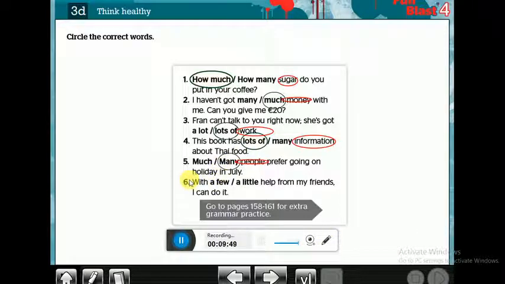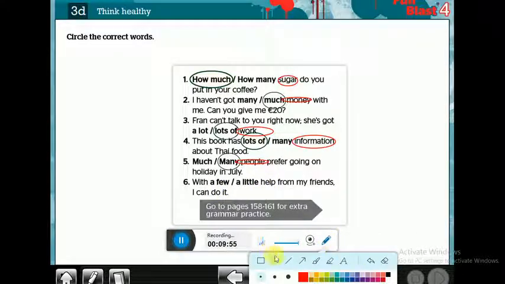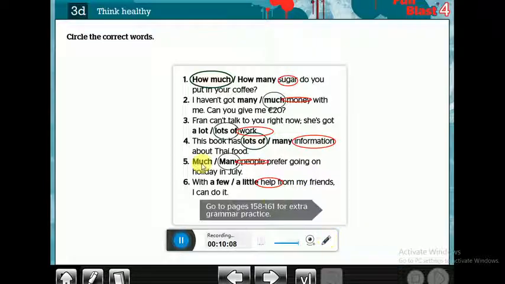Number 6. With a few or a little help. Notice very well the word help. Help is a kind of word that we cannot count. Okay, so help is an uncountable noun, so we use a little.